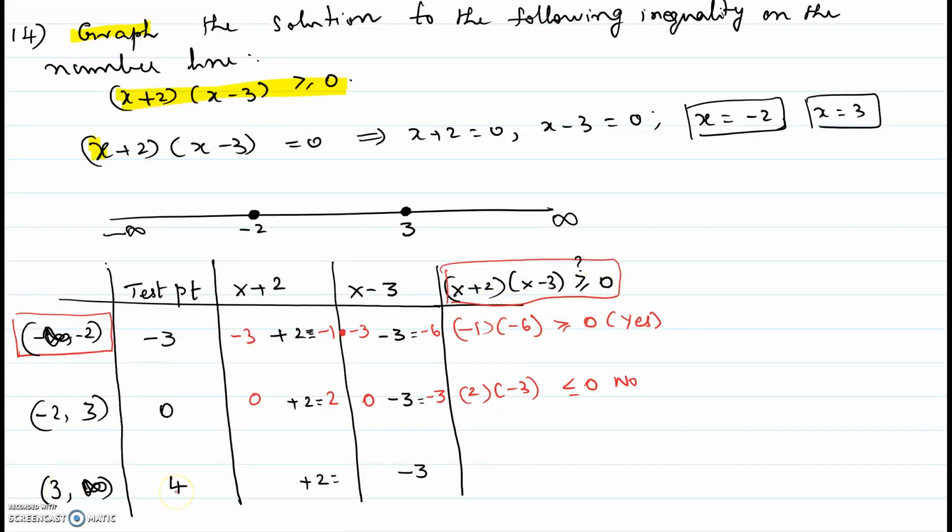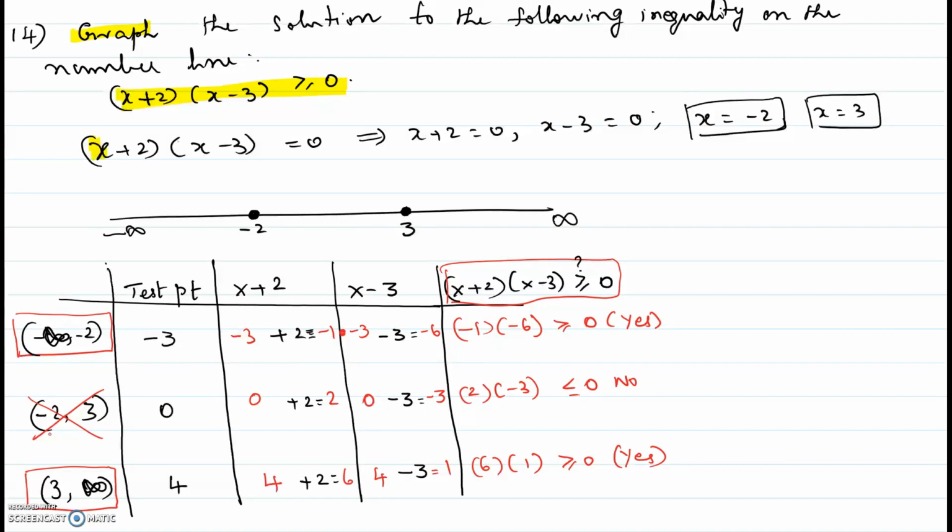Then take the test point 4 and do the same thing. If you plug into x plus 2, you get positive 6. If you plug into x minus 3, you get positive 1. Positive 6 times positive 1 is positive. So it is a yes. So we can conclude that 3 through infinity is also a part of the solution set, but negative 2 to 3 is not part of the solution set.